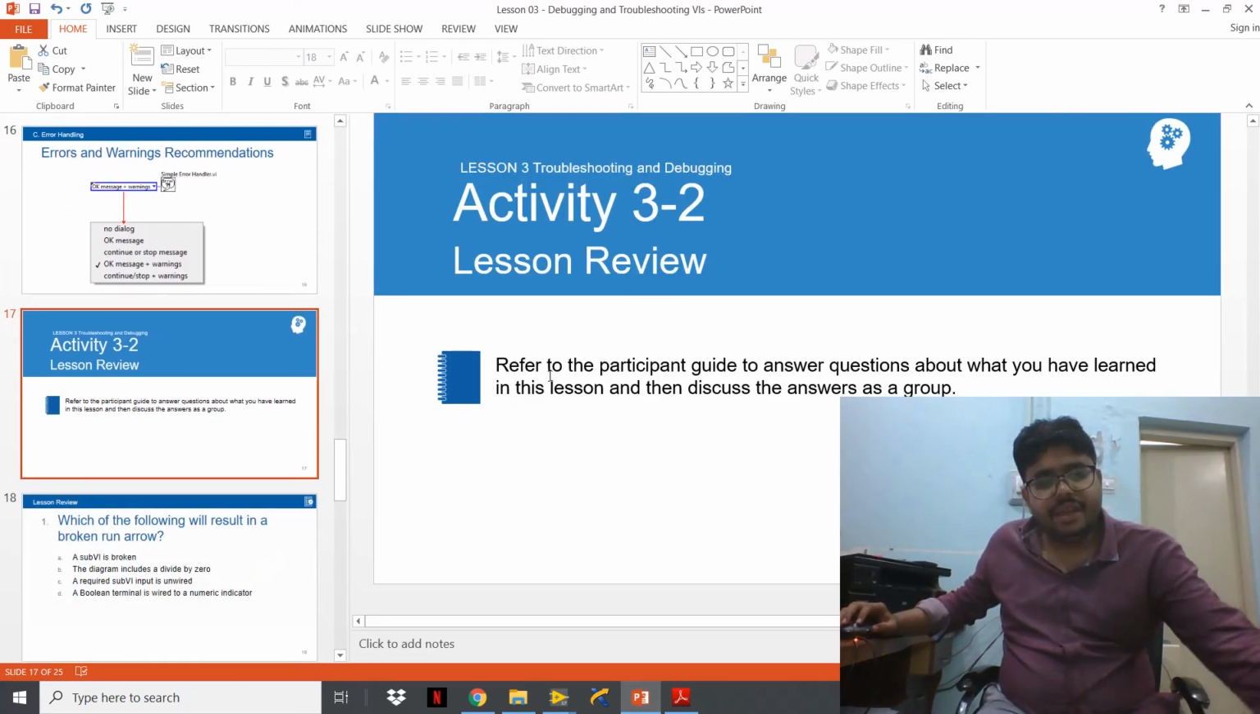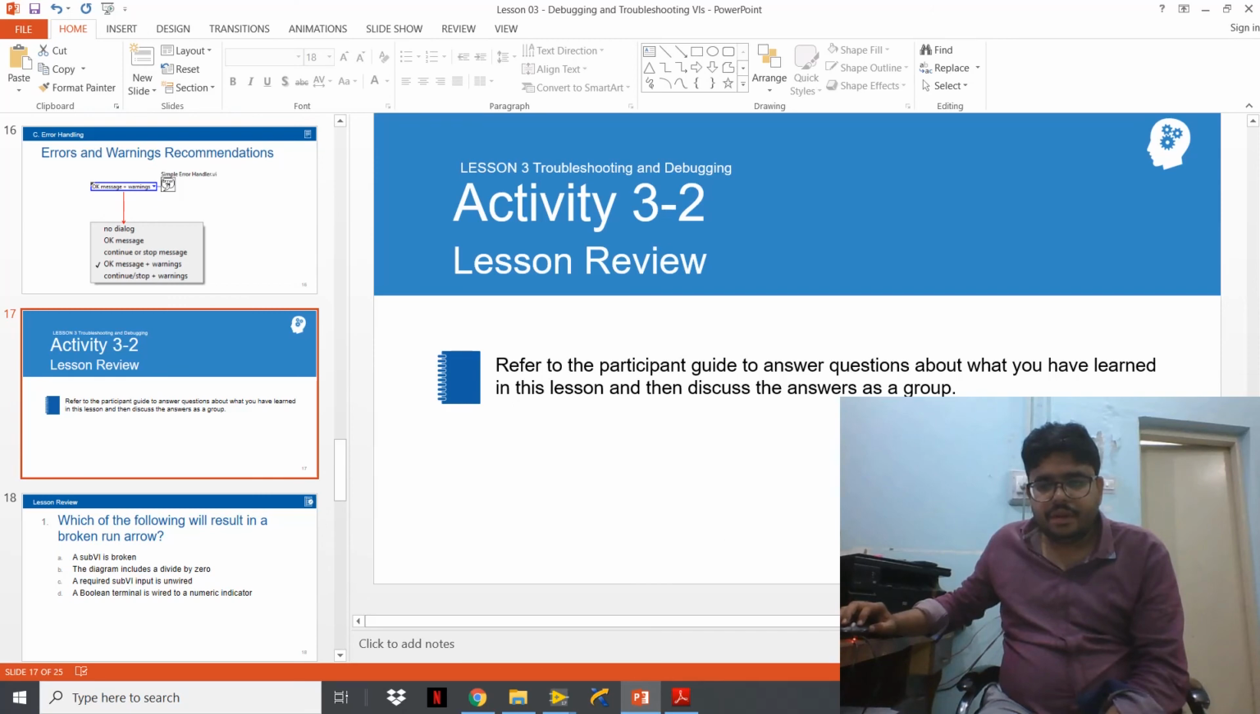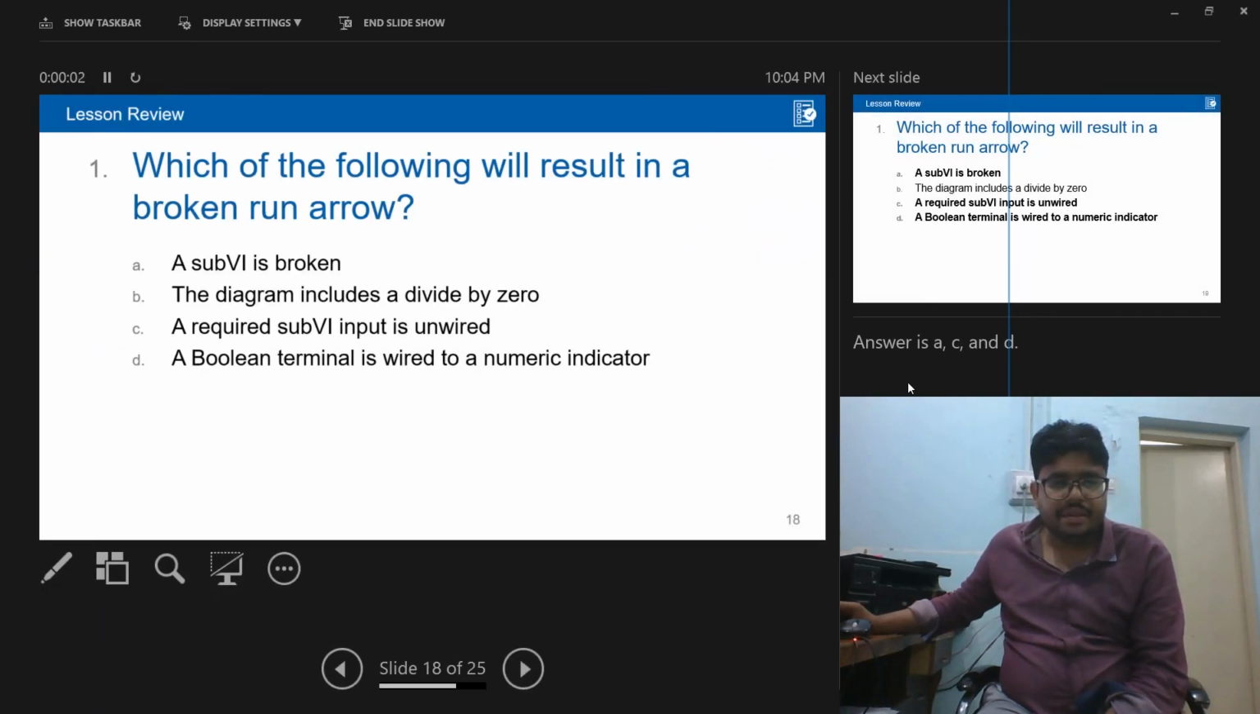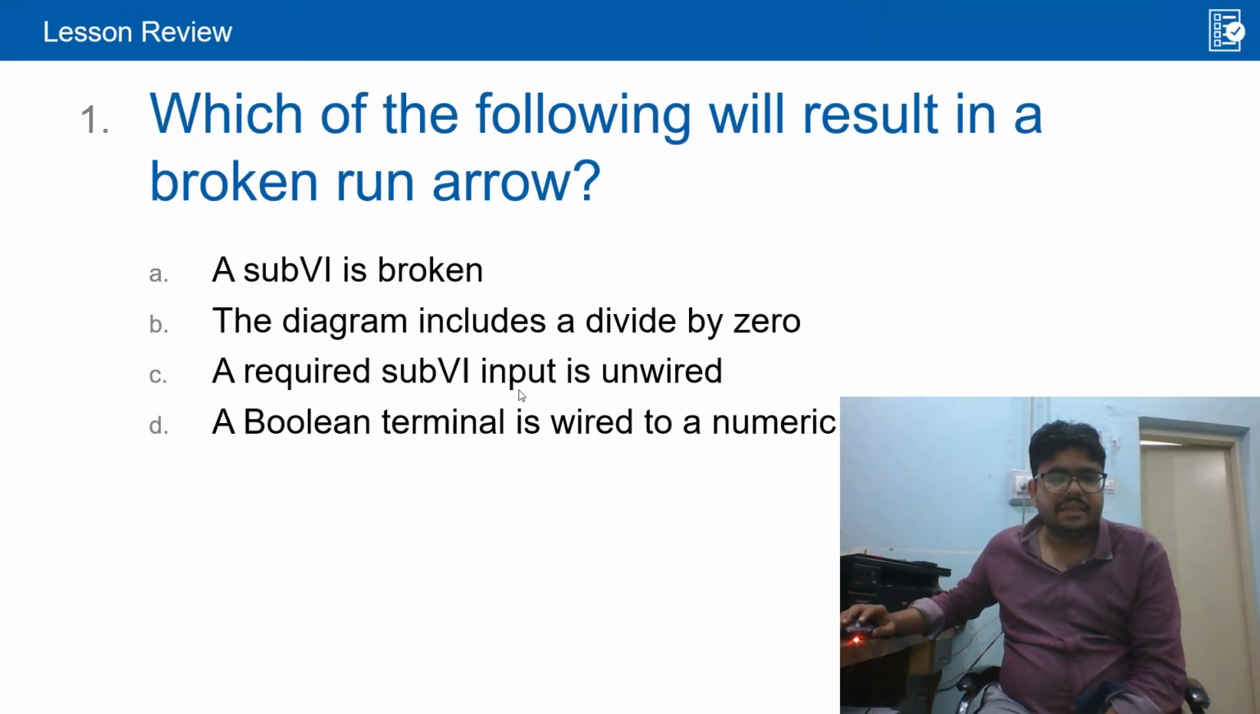All right, so let's have a lesson review now. Our first question is, which of the following result in a broken run arrow? A sub-VI is broken. The diagram includes a divide by zero. A required sub-VI input is unwired. A Boolean terminal is wired to a numeric indicator. Yes, if the sub-VI is broken, it will result in a broken run arrow.